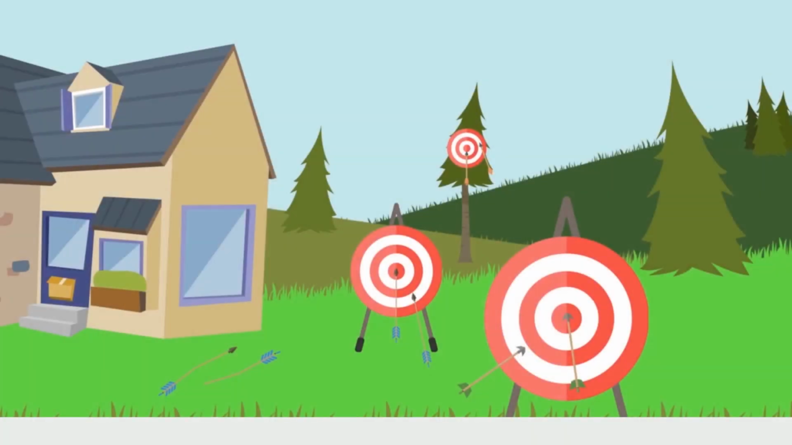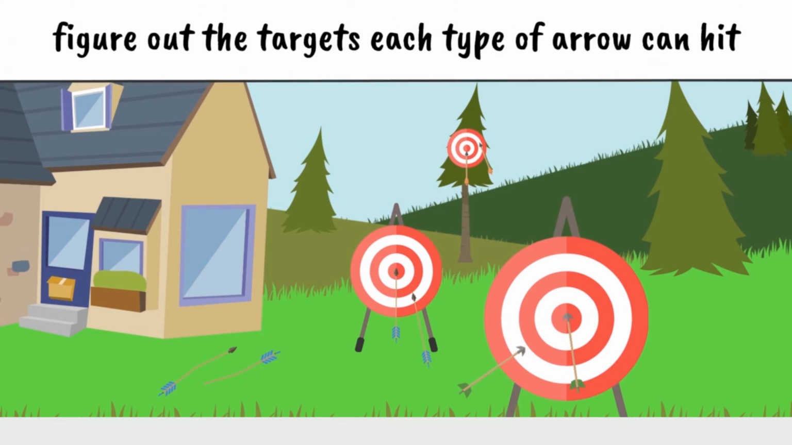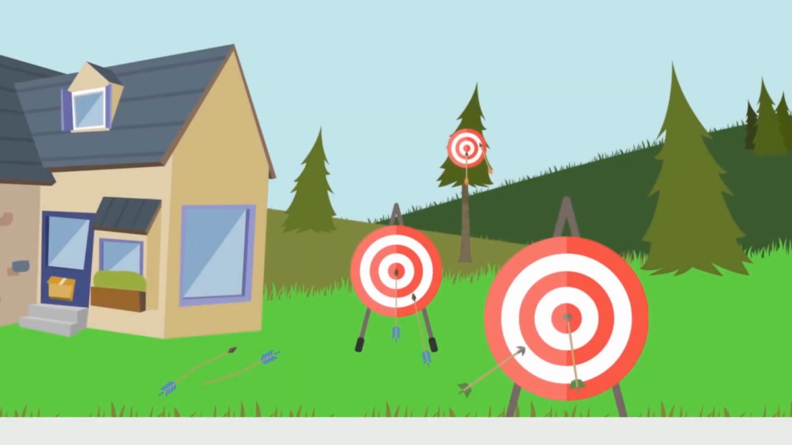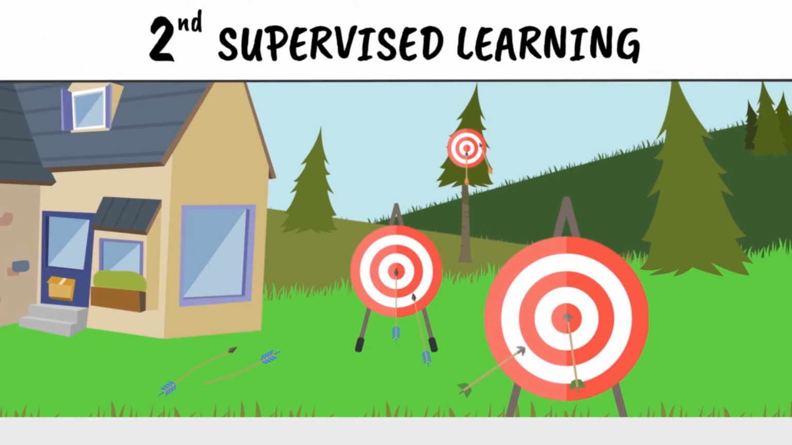Then, knowing the types of data you have available, you may fire a few shots with the different types yourself, thus figuring out the targets each type of arrow can hit. Finally, you can give the already clustered dataset to the robot, providing it with targets and letting it shoot until you obtain a more precise model for using the bow. That would be supervised learning.